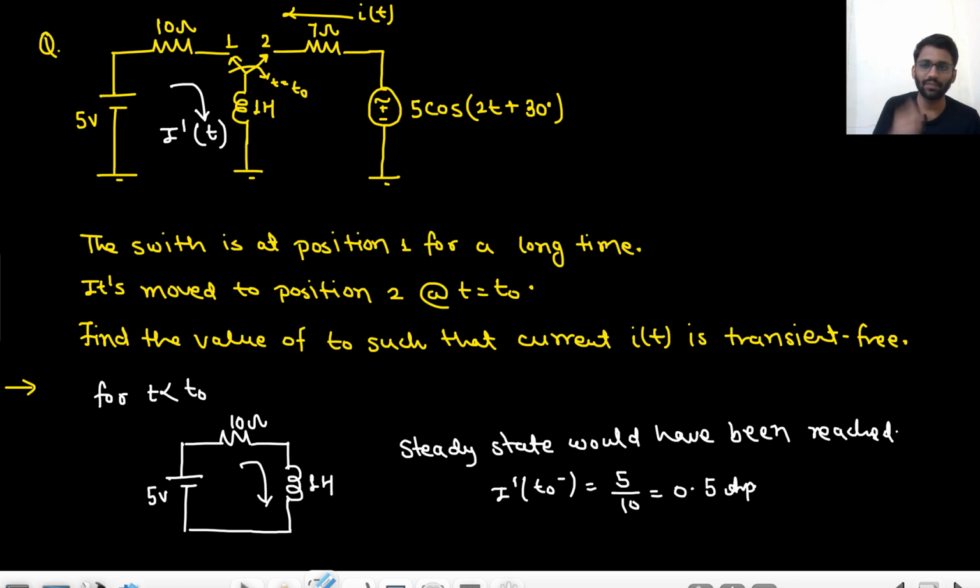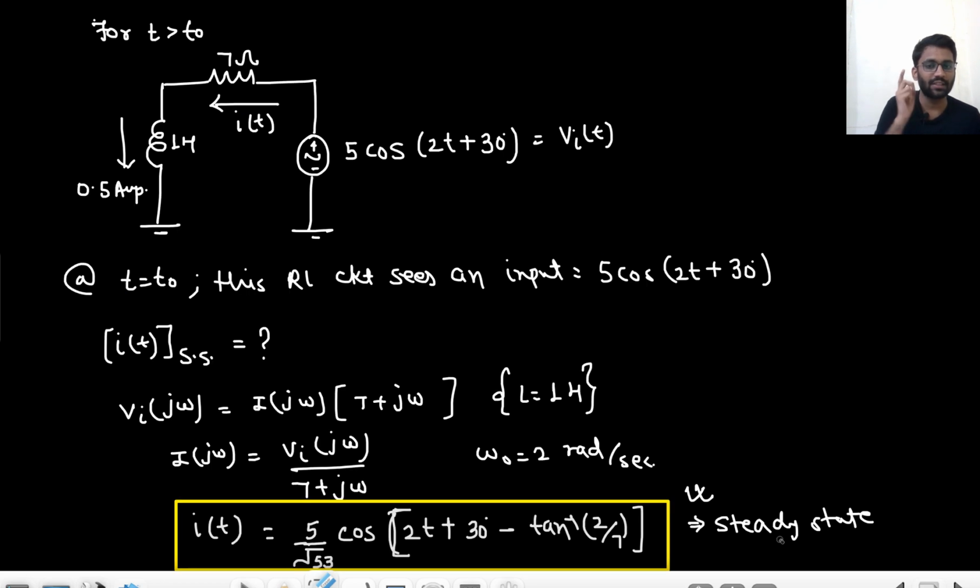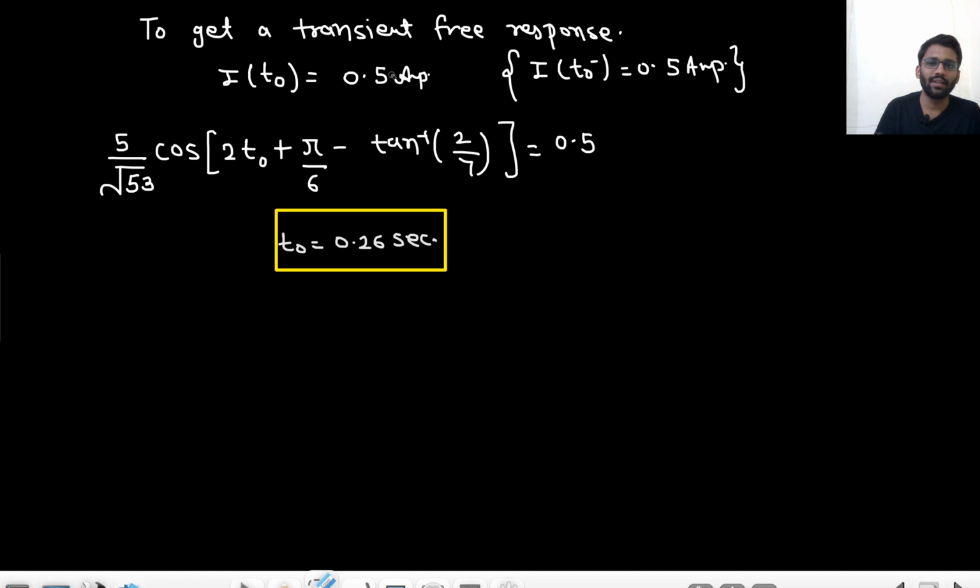In the next question, the inductor was initially having some current that was 0.5 ampere, and this current i(t) should have no transient component. If this current should have no transient component, that means the steady state response itself should provide the initial current. So the steady state response should be put equal to the initial current, that is 0.5. From there I got the value of t naught.